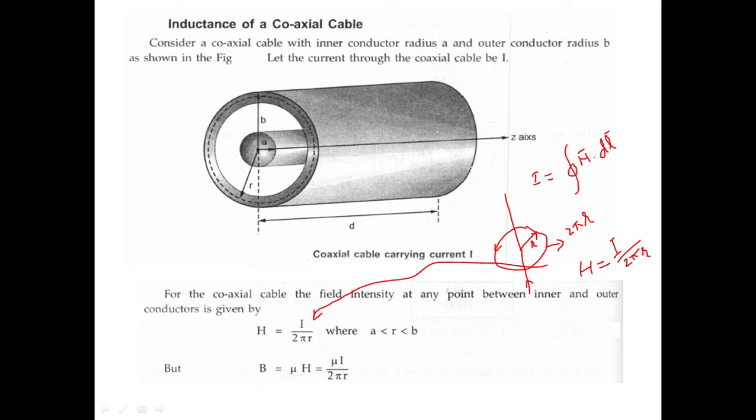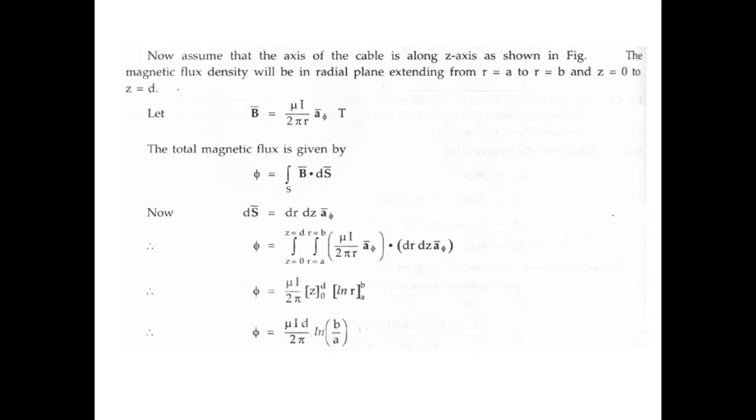So B is equal to mu H. So it will be mu I by 2 pi R. Now assume the axis of the cable is along the Z axis as shown in the figure. The magnetic flux density will be in the radial plane extending from R equal to A to R equal to B, and Z equal to 0 to Z equal to D. So let B be equal to mu I by 2 pi R into A phi cap Tesla.